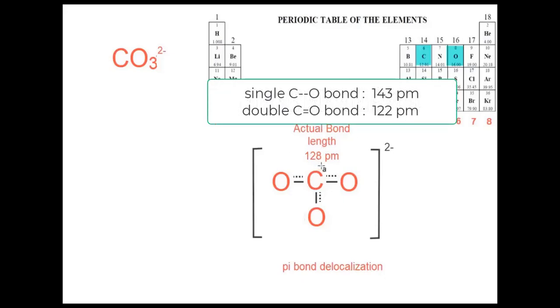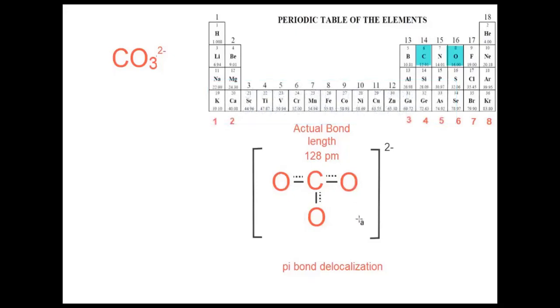But the actual bond length is 122 picometers. Remember, the single bond length was a big 143. A double bond was supposed to be 122, but the actual experimental is 128, and they're all identical. There is not one location that is favored over all the rest.